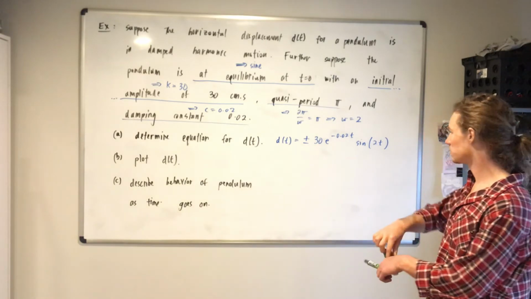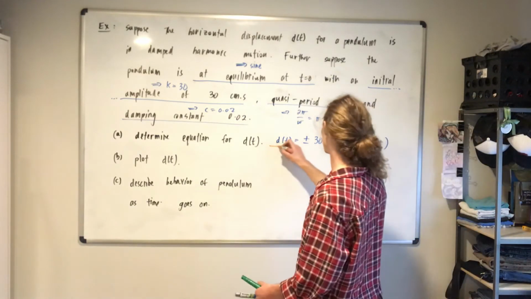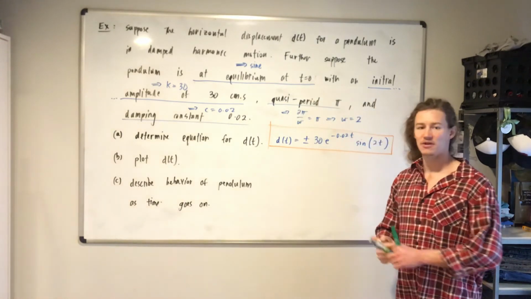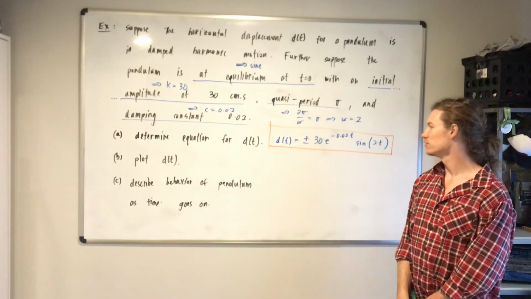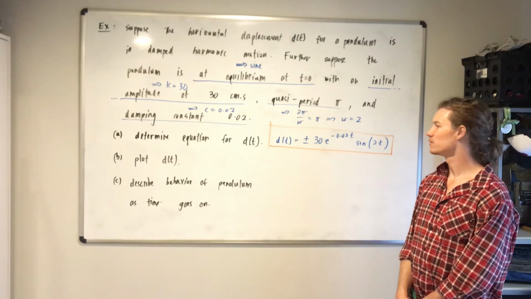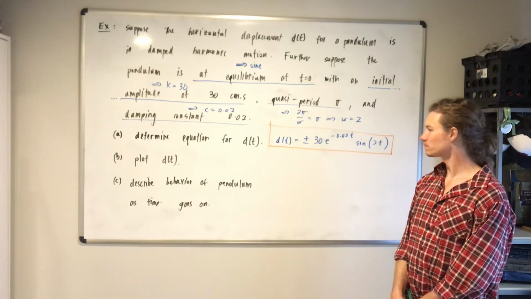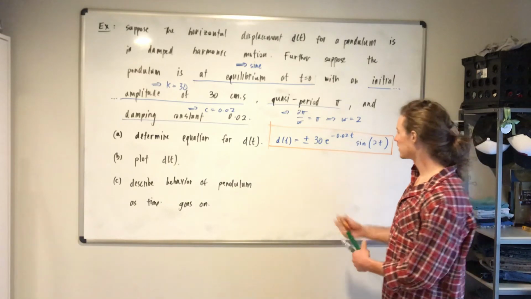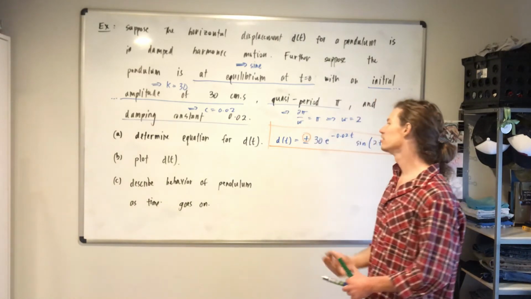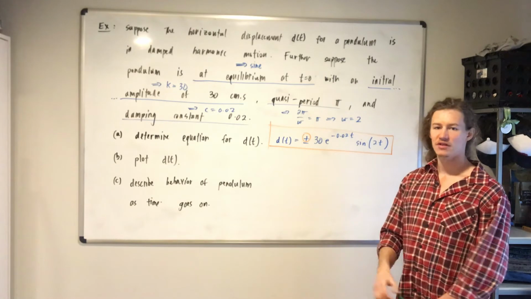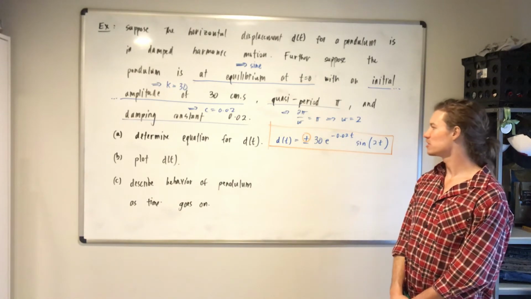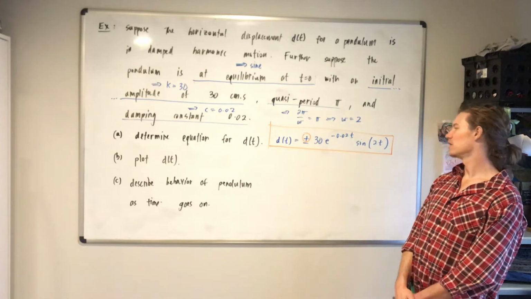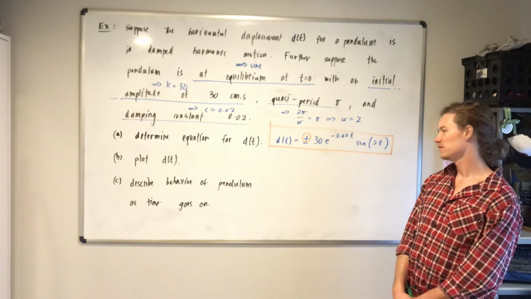Either the positive root or the negative root would model this behavior, again because we're not given an initial condition for motion. So both of these would work for an equation for motion. Just for the sake of plotting d of t in this next example, why don't we just plot the positive version of this, an equation that would work for d of t, the positive of 30 e to the negative 0.02t times sine of 2t.